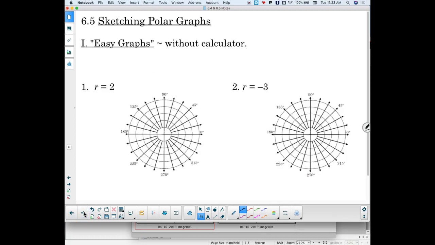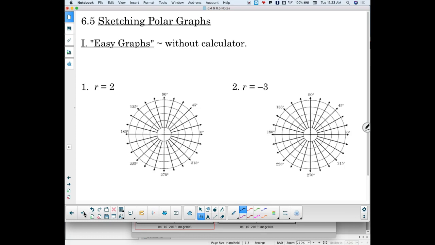Okay. So we are now in the purple packet for sure. There should be a page coming up that looks like 6.5 sketching graphs of polar equations. So these first four we've already done, so you don't have to write these first four down. Okay. So easy graphs without a calculator.